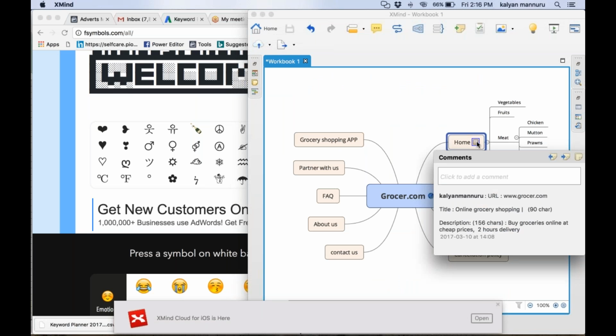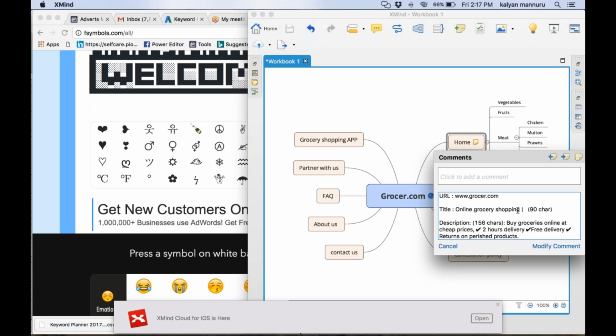I'm copy pasting the text symbol under meta description. Here it is. 2 hours delivery, free shipping, or we can say free delivery, since this is grocery delivery. Returns on perished products can be mentioned. Perished in the sense, if the products are ripe or not really consumable, then the user can return it, correct? So this is how I can write my description.